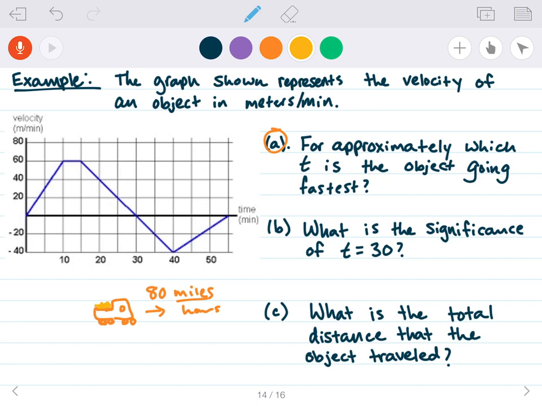All right. So now, what does it mean when he's going negative 80 miles per hour? What does that mean? Well, all that means is that he's going the other way.